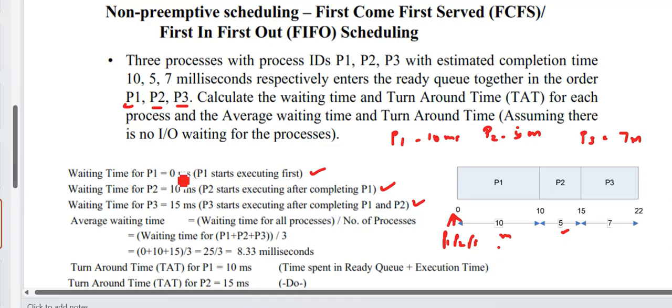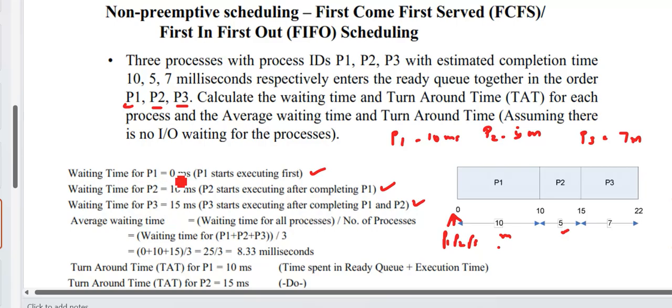Directly you can write like this. Waiting time of P1 is 0, waiting time of P2 is 10, waiting time of P3 is 15. So this is the individual waiting time for P1, P2, and P3. Now we will find out the average waiting time for all these processes.